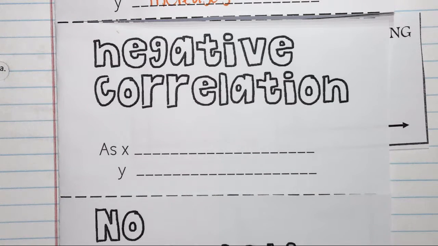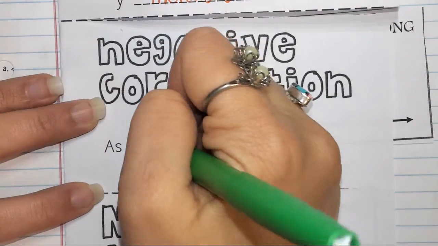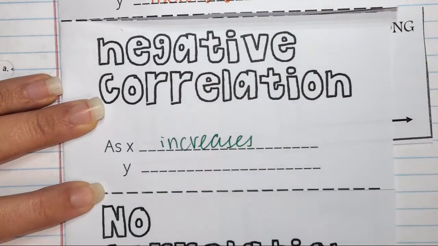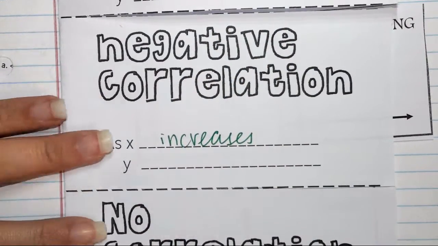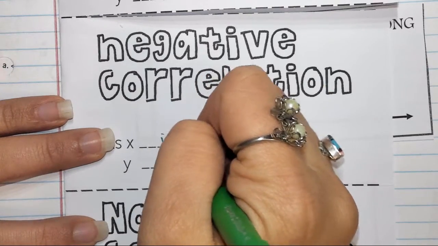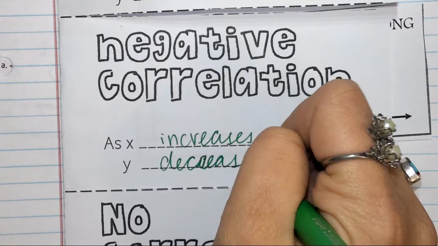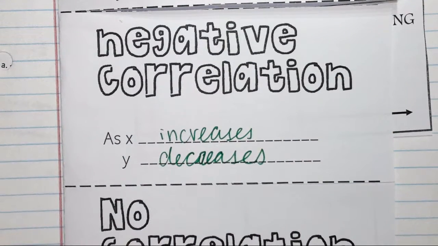Let's do math. All right, so a negative correlation. As x increases, what do you think y is going to do? Decrease. Look at you go. Take a point. You're welcome. All right, so with a negative correlation, as x increases, y decreases, so it's going down.